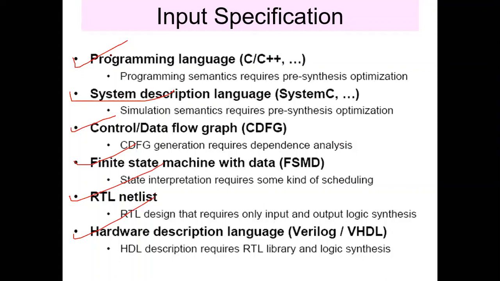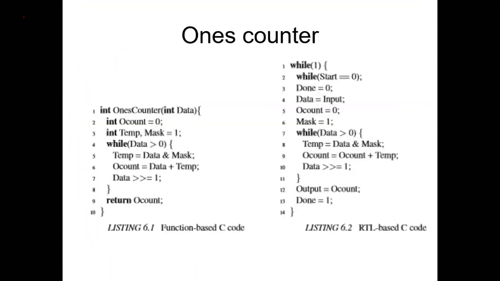We are going to study this input specification in this class. Starting from normal programming language, we will go to control data flow graph, then FSMD, and then HDL based input specification. That much we will discuss. For that, first we are going through an example. Our requirement here is to design a ones counter, or hardware for a ones counter has to be designed. Okay, that's our basic requirement.